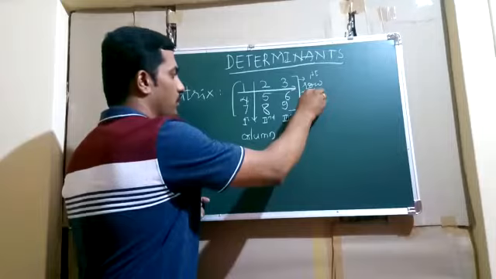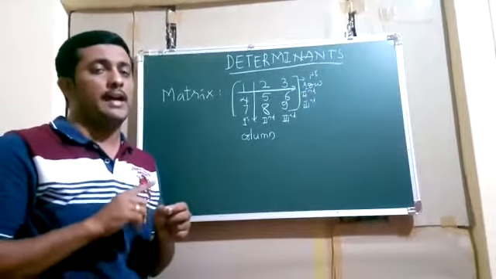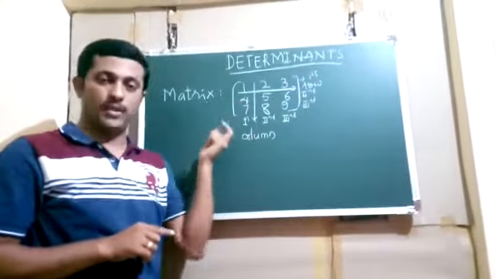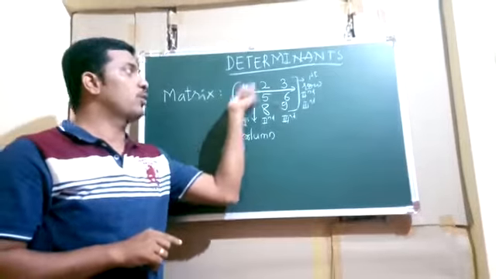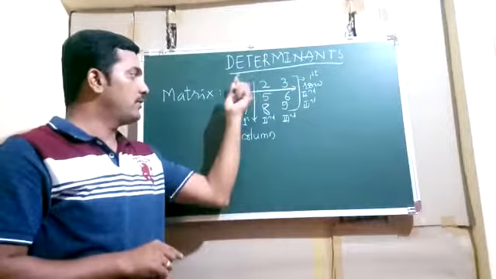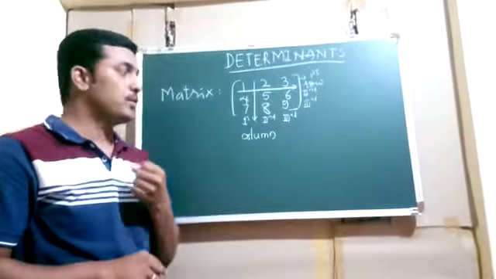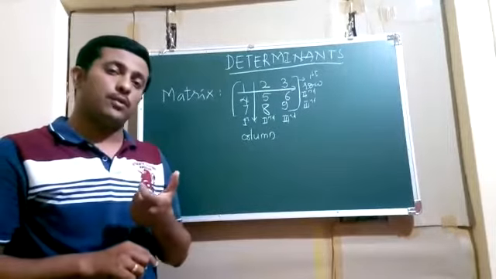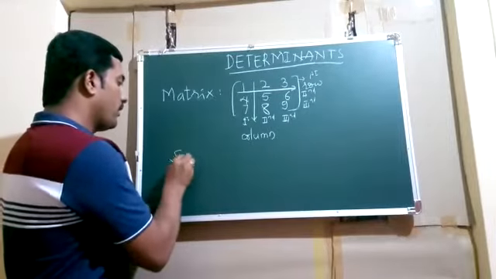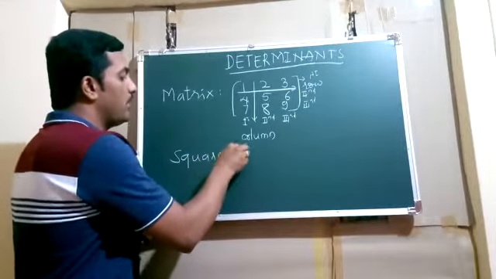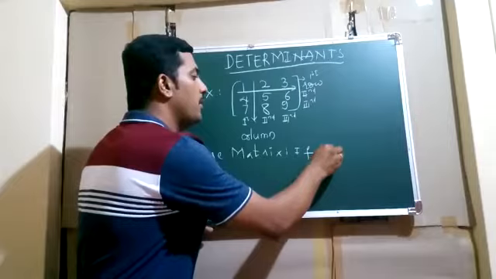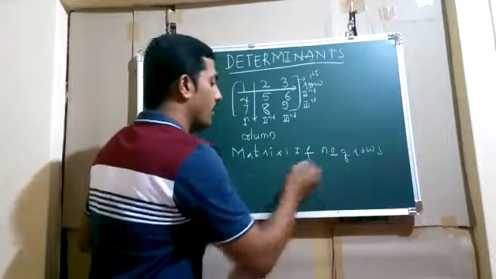So a matrix is a systematic arrangement of numbers enclosed within brackets and arranged in rows and columns. The horizontal is called a row and the vertical is called a column. So here if the number of rows is equal to the number of columns, then it is called a square matrix.